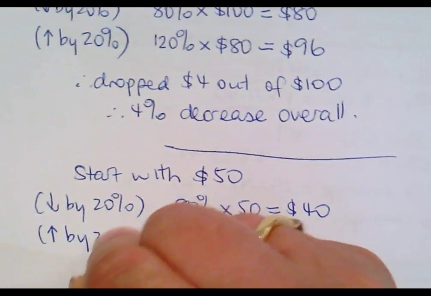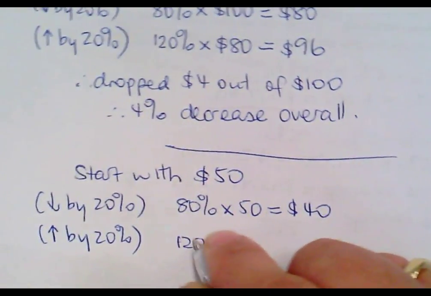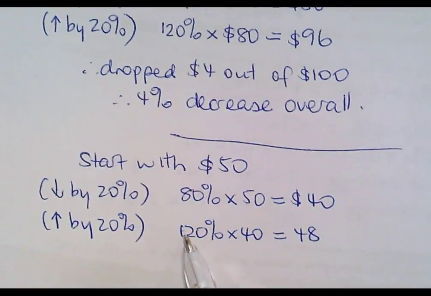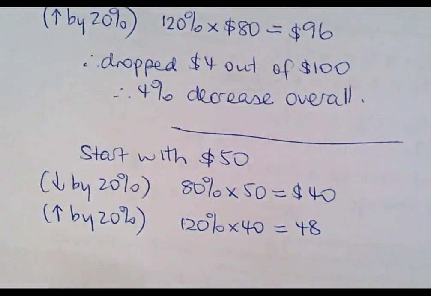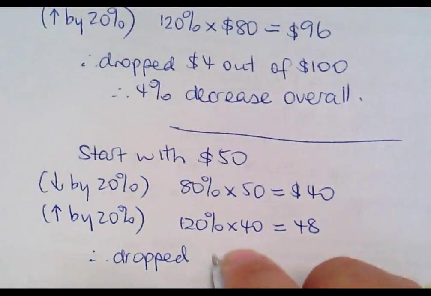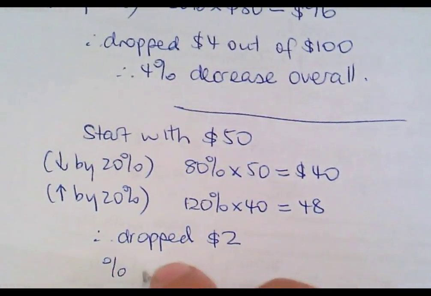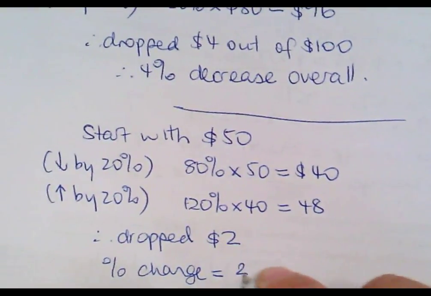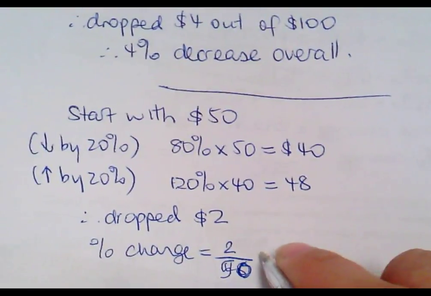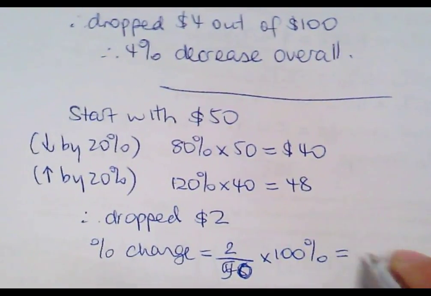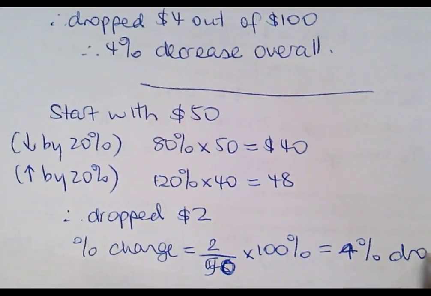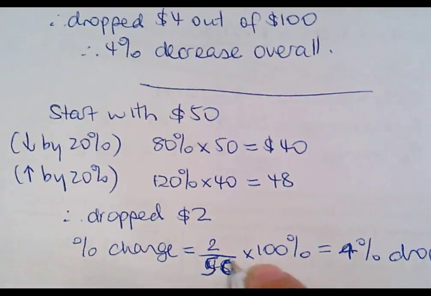And then we're going to increase by 20%. That's 120% of the $40. That's $48. You know how? So you know 12 fours are 48. So therefore you've changed by $2. So therefore the percentage change is $2 out of 50 times 100%, which is 4%. 4% drop. Or 4% decrease.